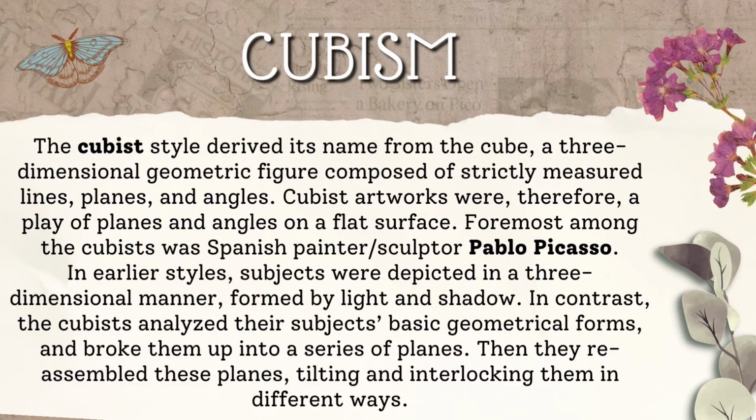Foremost among the Cubists was a Spanish painter-sculptor named Pablo Picasso. In earlier styles, subjects were depicted in a three-dimensional manner, formed by light and shadow. In contrast, the Cubists analyzed their subjects' basic geometrical forms and broke them up into a series of planes. Then, they reassembled these planes, tilting and interlocking them in different ways.